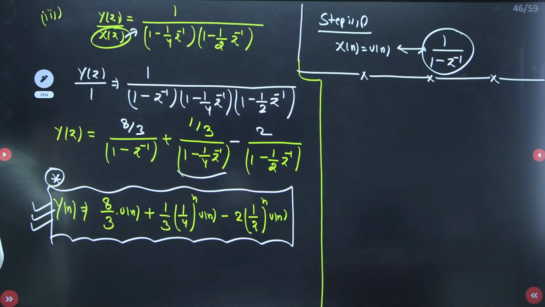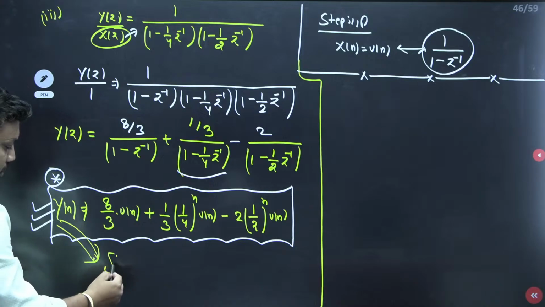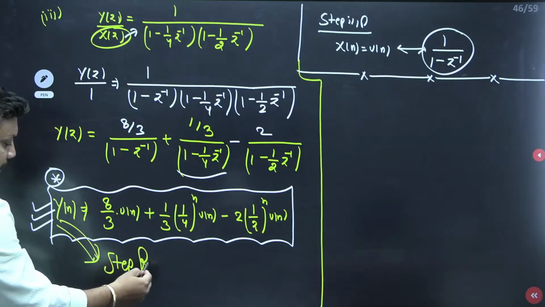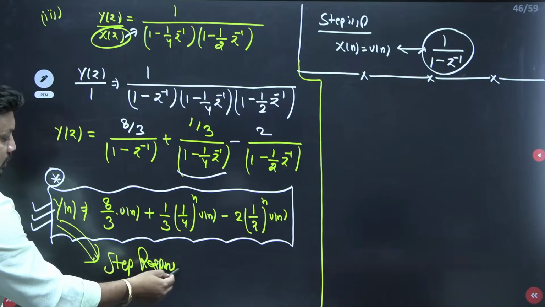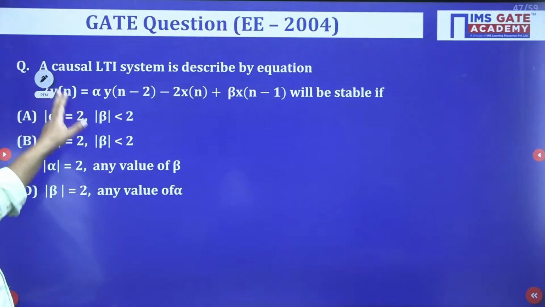All of you just reply fast. Clear, sir. Shabash. So this is nothing but your step response. So impulse response was in the last slide, step response is here. Conventional question it is.